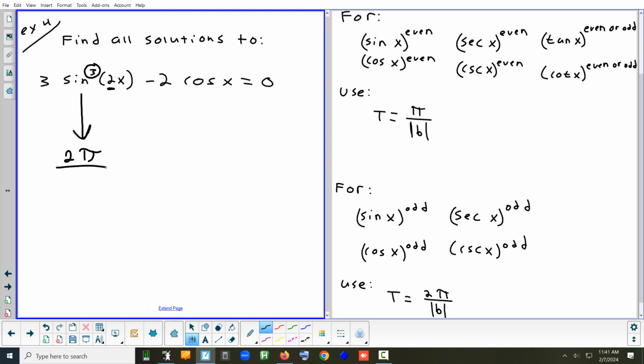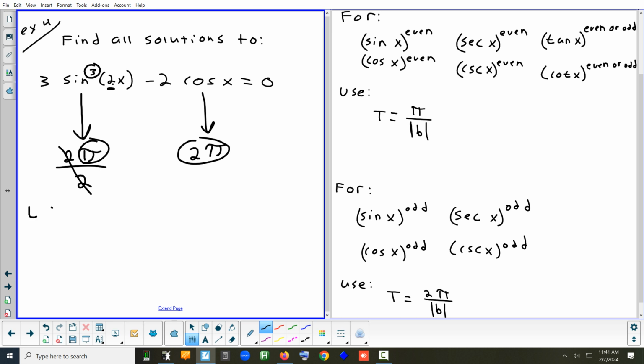B is the coefficient of x. So the period of sine cubed 2x is pi. What's the period of cosine? It's the same thing: 2 pi over b. It's really cosine to the first power, which is odd, so it's 2 pi over b. In this case, it's 2 pi over 1, which is just 2 pi. So there's your periods of each individual term.